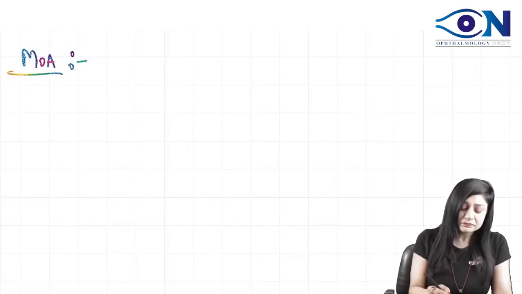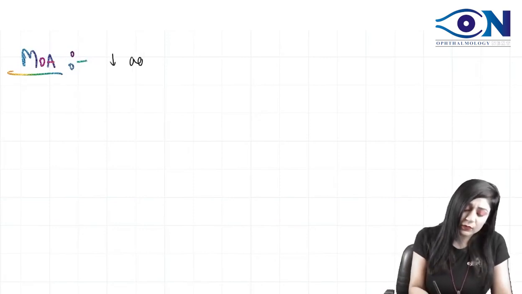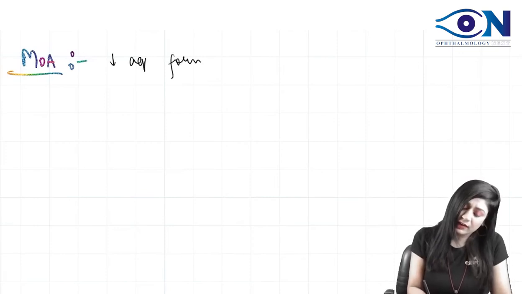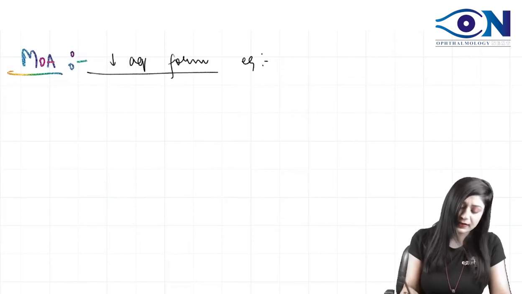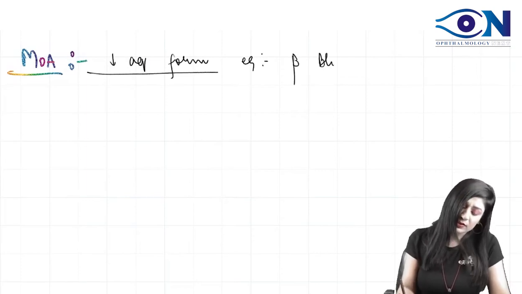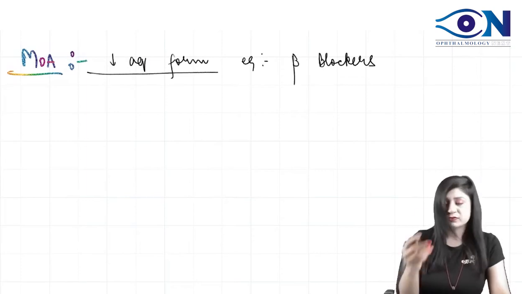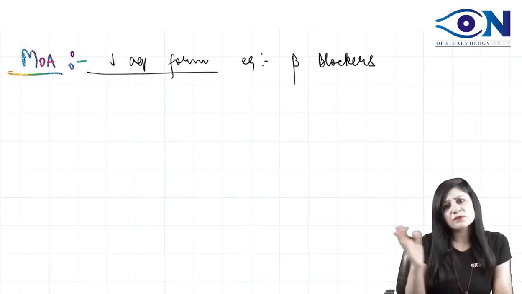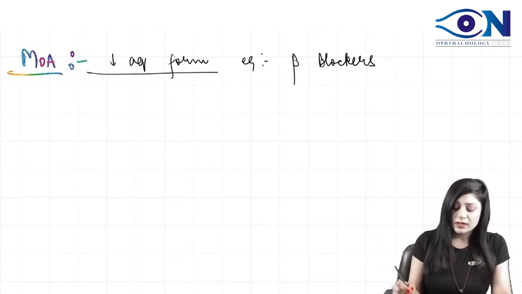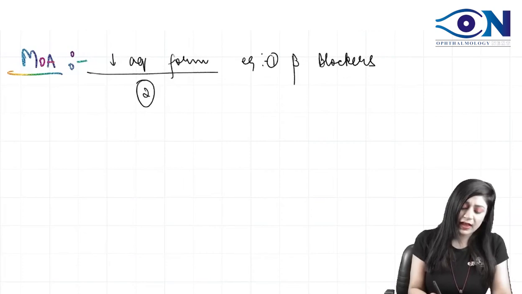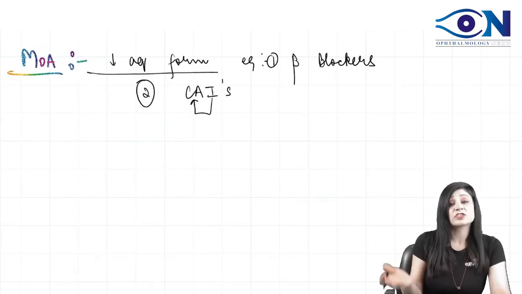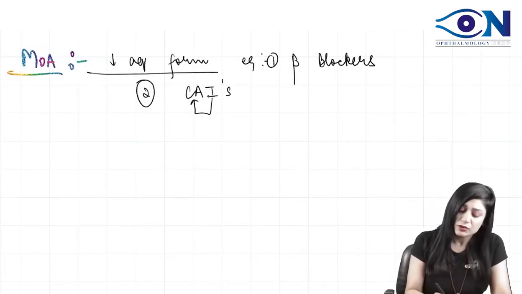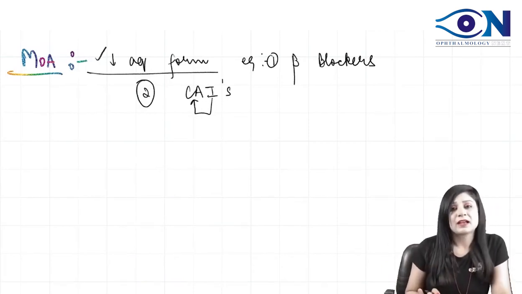So see here, decreased aqueous formation. One example is the beta blockers. Beta blockers are acting on the beta receptors which are responsible for the aqueous formation, so obviously they will decrease the aqueous formation. Then number two, we also have the carbonic anhydrase inhibitors. Carbonic anhydrase inhibitors are acting on the enzyme carbonic anhydrase which is responsible for aqueous formation, so they are also going to decrease the aqueous formation.